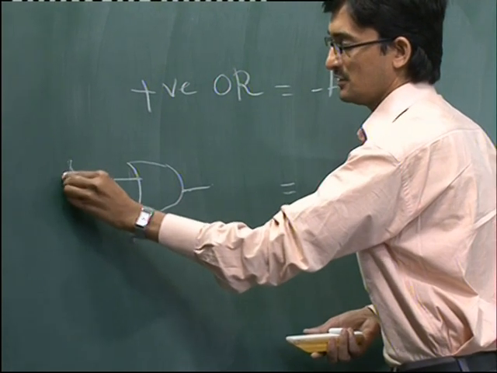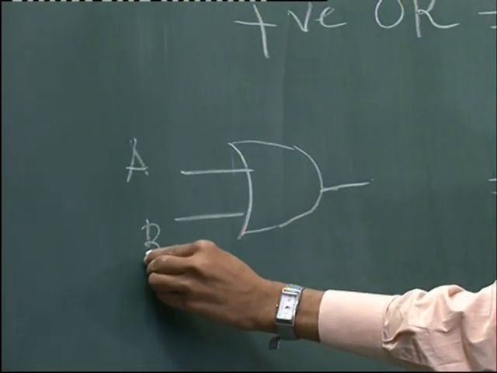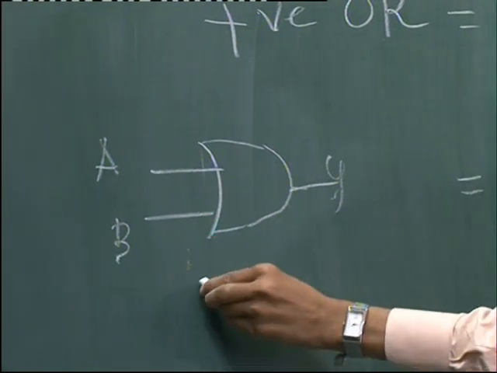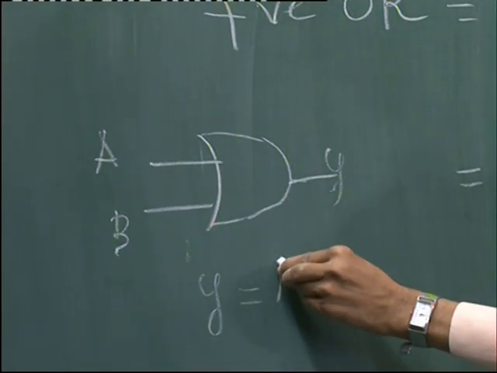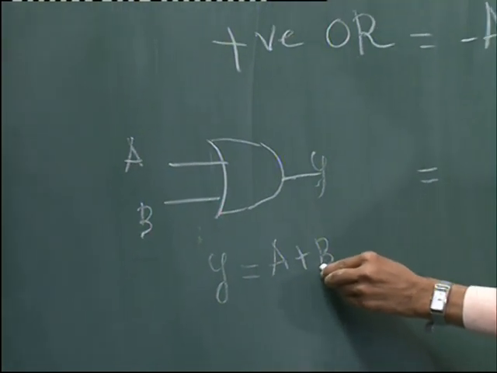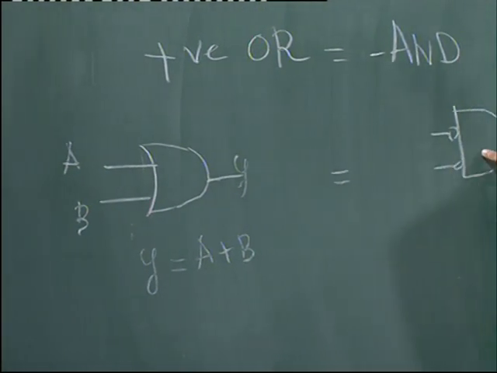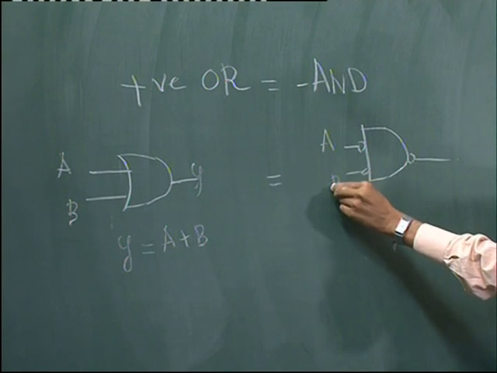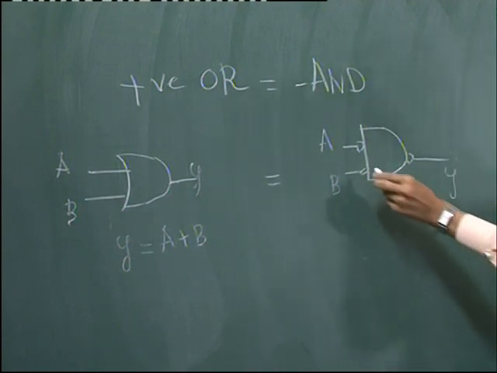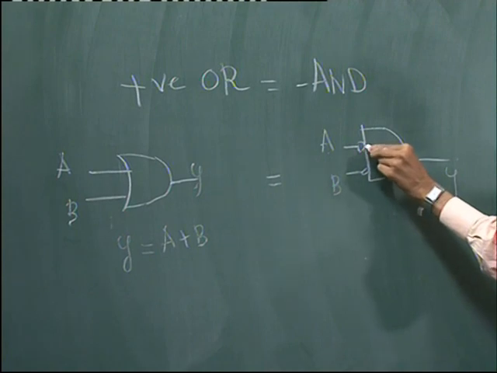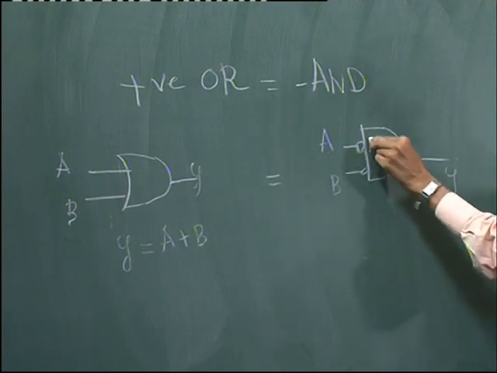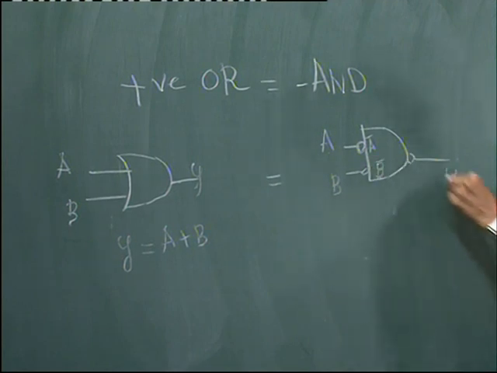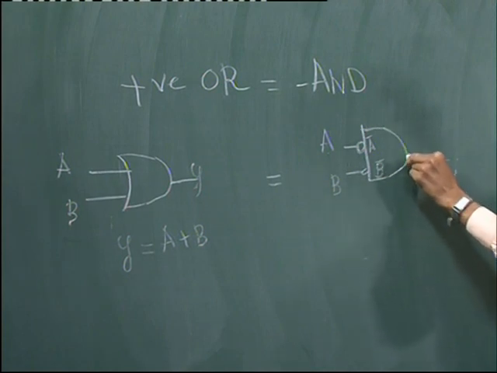A and B are the inputs, Y is the output. Basically this is an OR, and the equation for OR is Y equal to A plus B. If I get this same equation for the other one, then I can justify it. So suppose the input is A, the input is B and my output is Y. I am applying A to this terminal, but here is a bubble. Bubble means I am getting A bar, and B bar here. This is my AND gate.